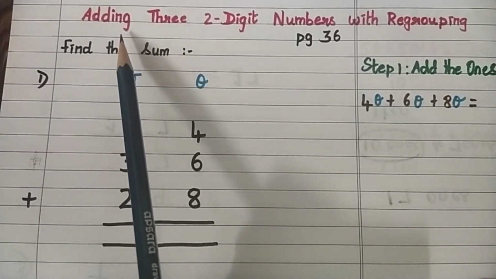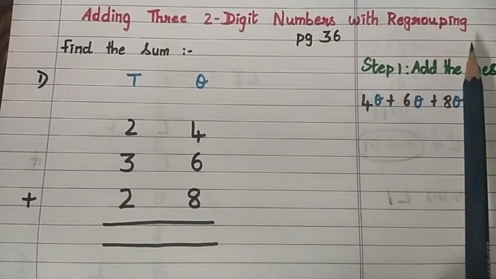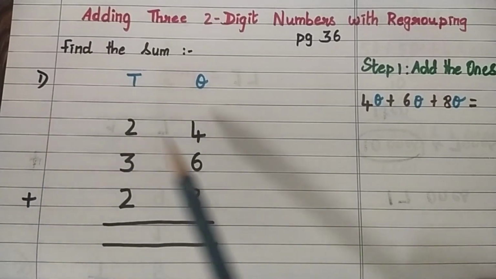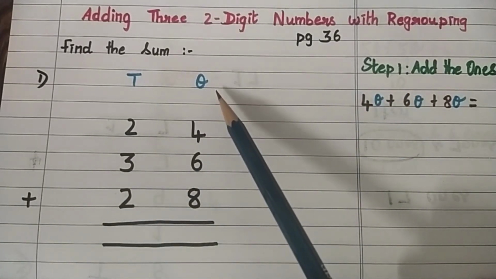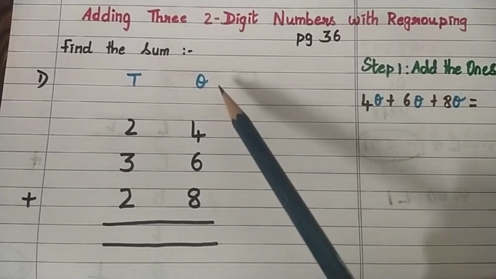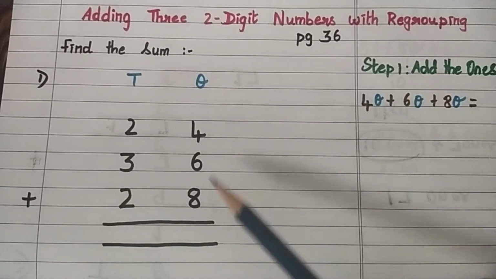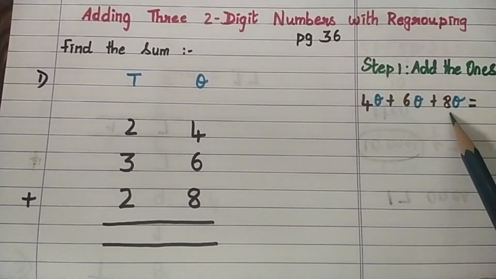Let us see another topic, adding 3 2-digit numbers with regrouping. Here in the first example, we have 3 2-digit numbers. Step 1. In addition, what is the first step, children? We have to add the ones place. Step 1. Add the ones. In the ones place, we have 4 ones, 6 ones and 8 ones. 4 ones plus 6 ones plus 8 ones.